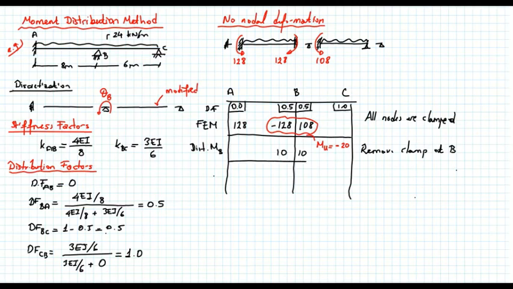Now when I remove the clamp, there's a rotation, and due to that rotation, I got plus 10 at member AB and plus 10 at member BC. Now remember, we have a rotation, and due to that rotation, I will see a carryover moment. So 5 will go to the fixed end. What about this part? Will there be any carryover moment? So let's discuss that.